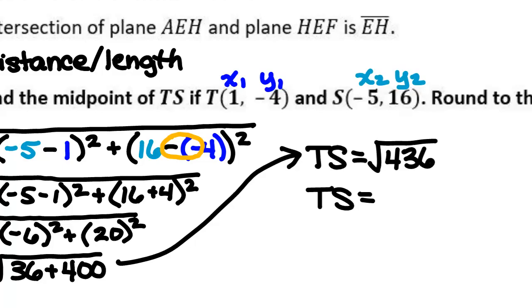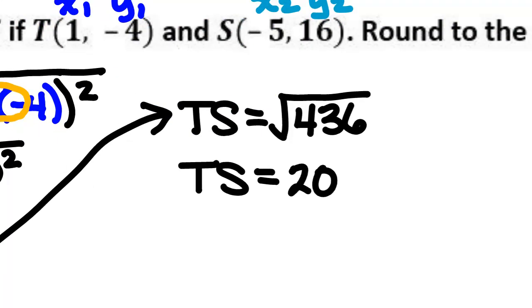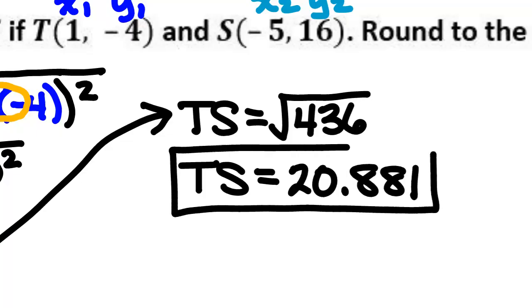Then we pop this into our calculators. And when you hit enter, if it doesn't give you a decimal, what button do you push? The arrow is right above the enter key. So you're going to do second x squared 436, enter, and then the arrows. This comes out to be 20.881.